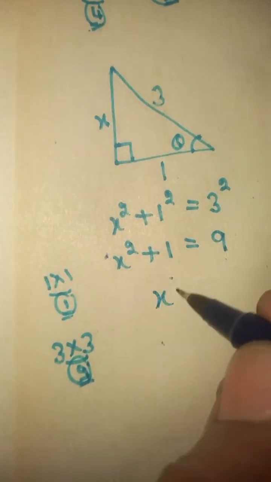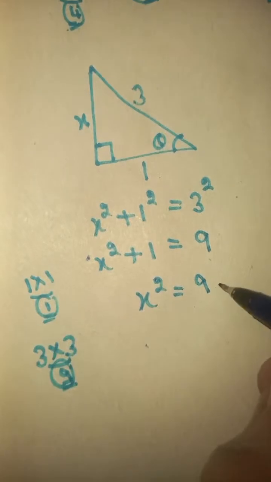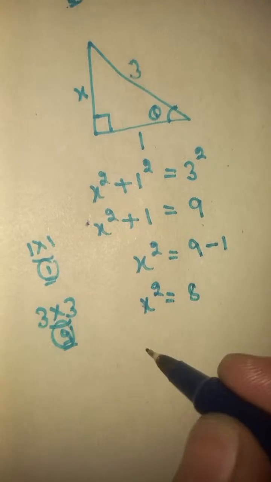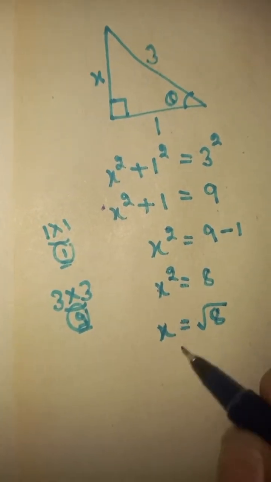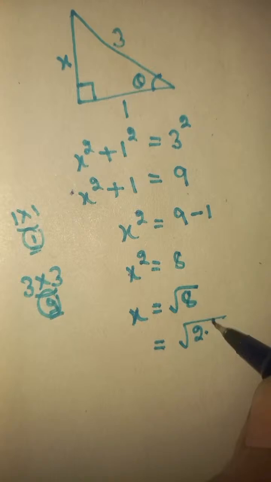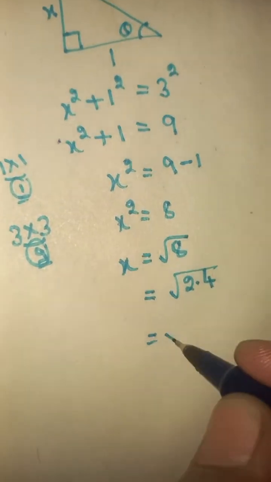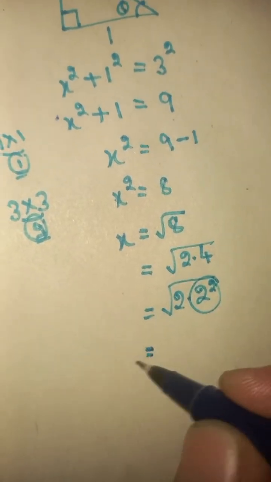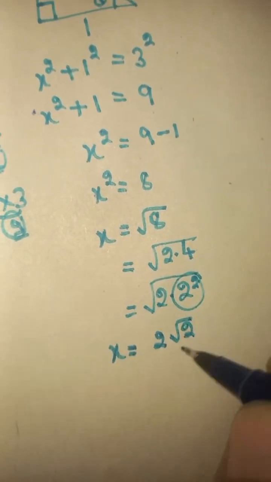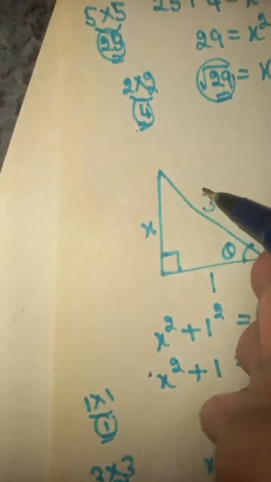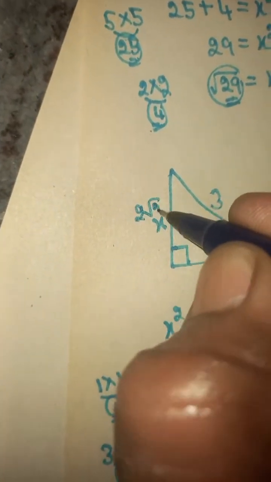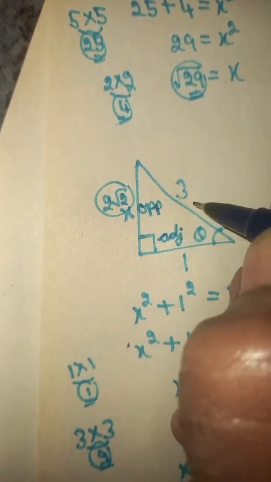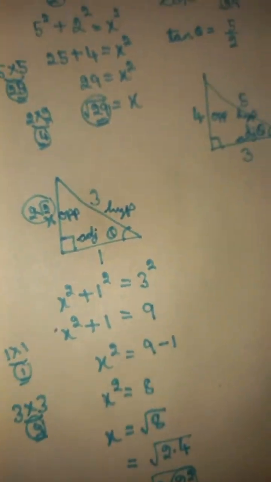The 1 goes to that side, so x square becomes equal to 9 minus 1. So x square is 8. And the square goes to that side, it becomes root of 8. Root of 8 you can write as root of 2 times 4. 4 is nothing but 2 square, so it is 2 square times 2. 2 square comes out of the root, so x equals 2 root 2. So this side is equal to 2 root 2, and this is theta, this is adjacent, this is opposite, and this one is automatically the hypotenuse.